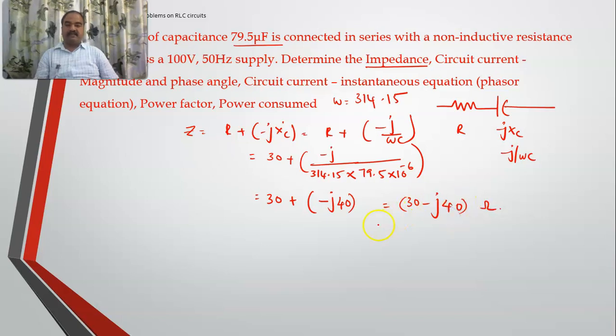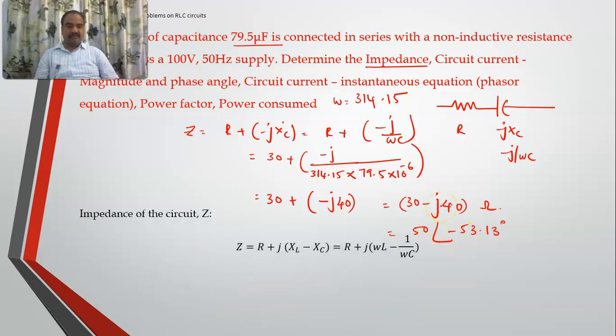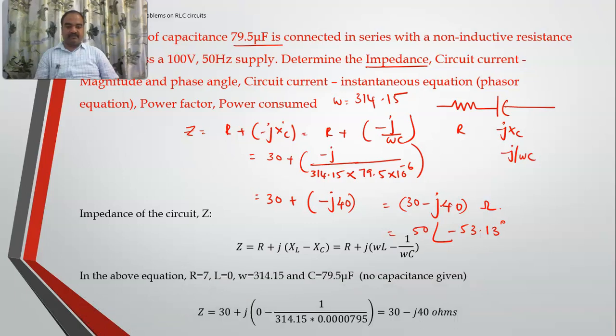It is in rectangular format, right? If you want to convert it into polar, try it with your calculator, and you'll get 50 at an angle of minus 53.13 degrees. Okay, so this is your impedance. The impedance of the circuit, this is the value of Z that we have substituted here: 30 minus j40.